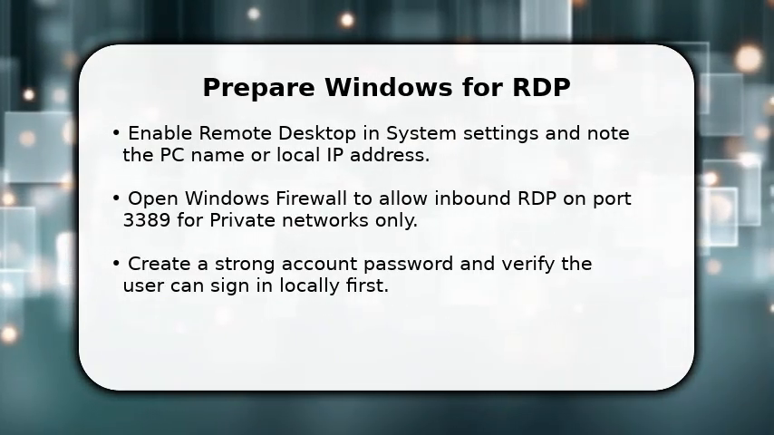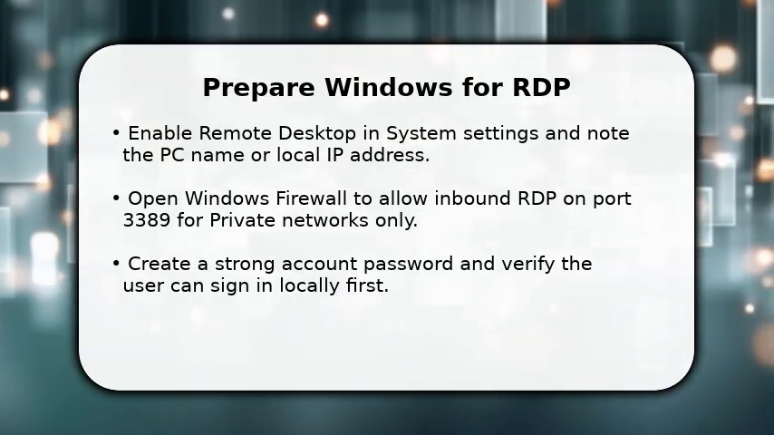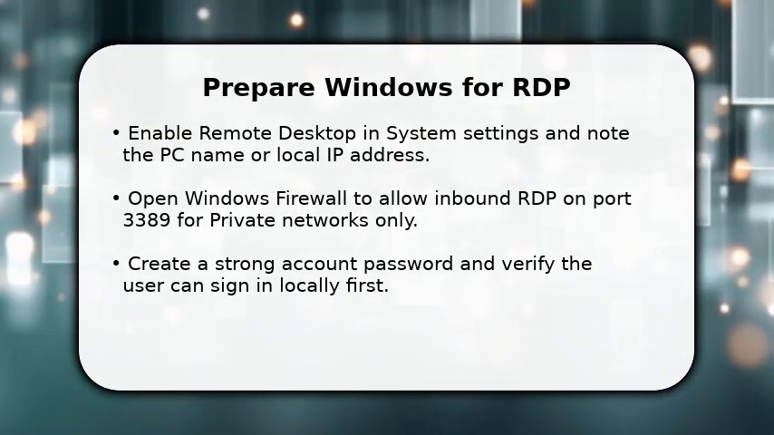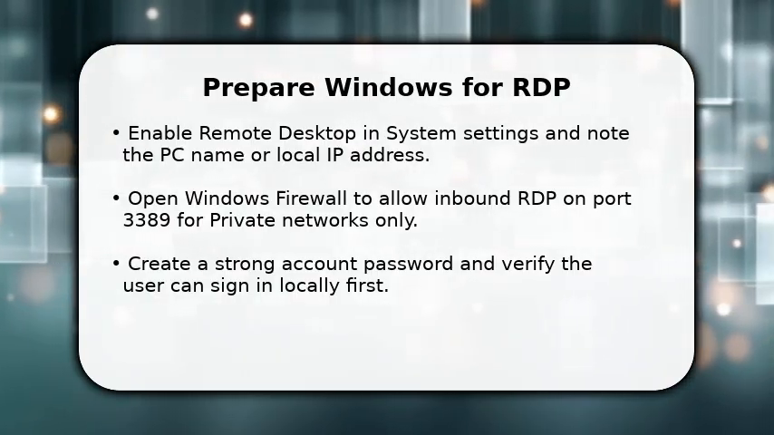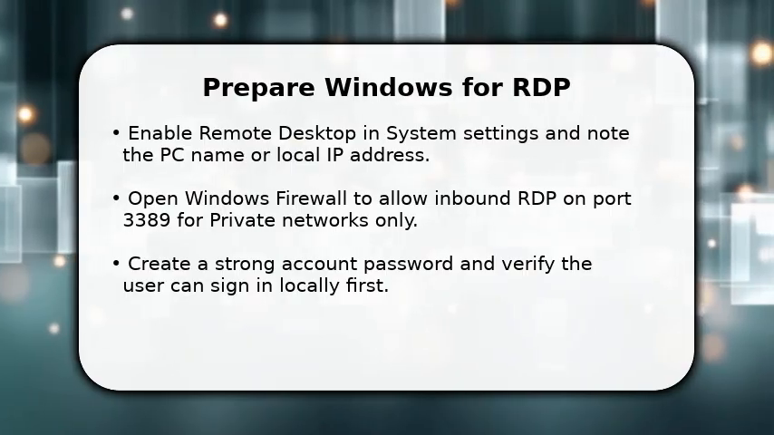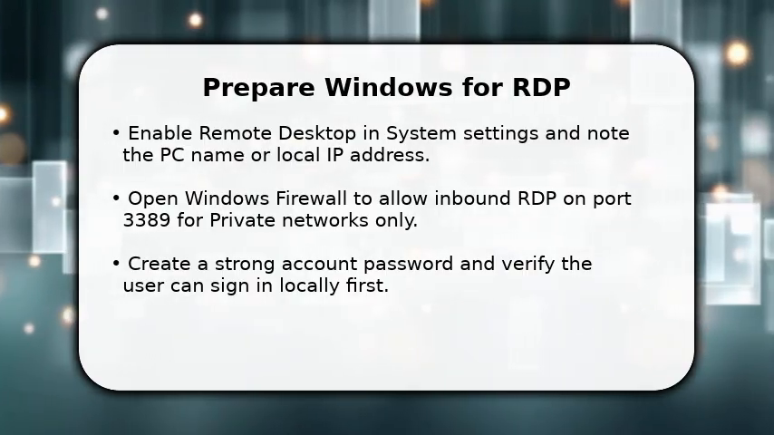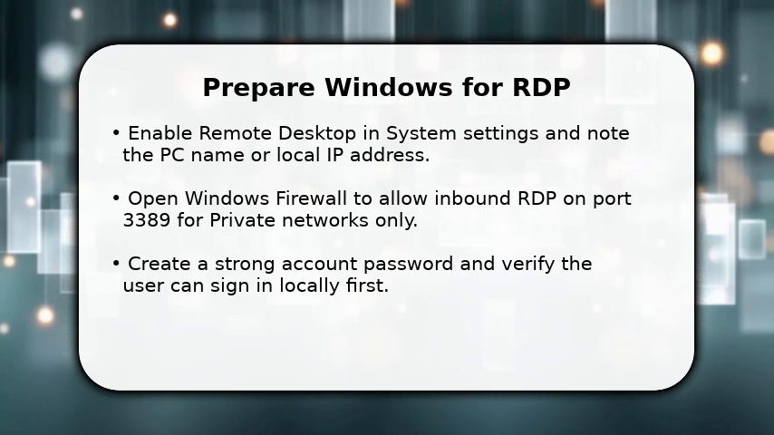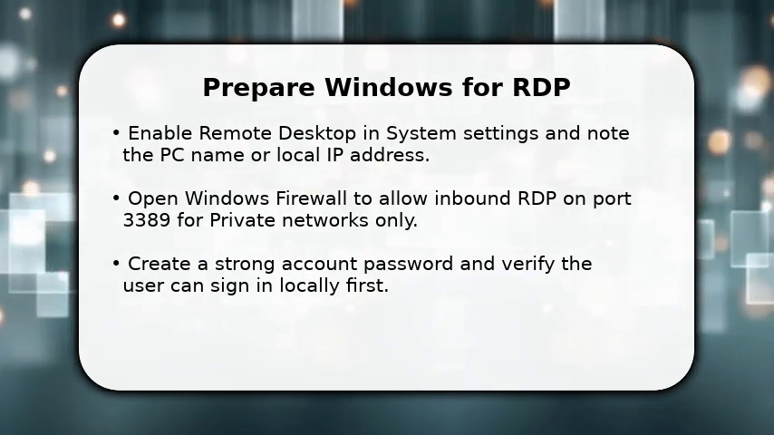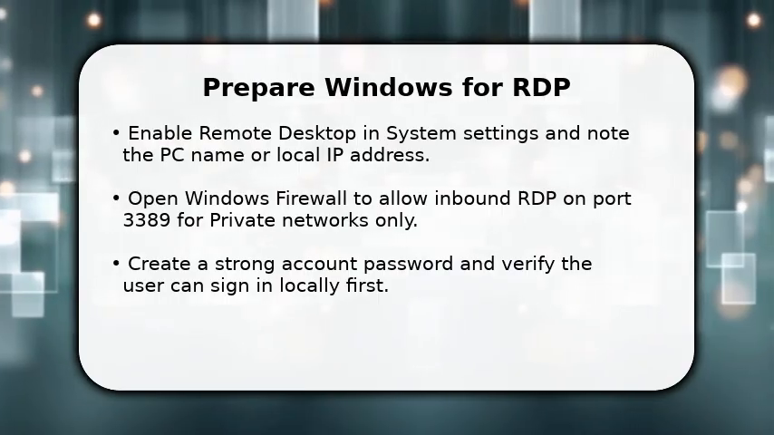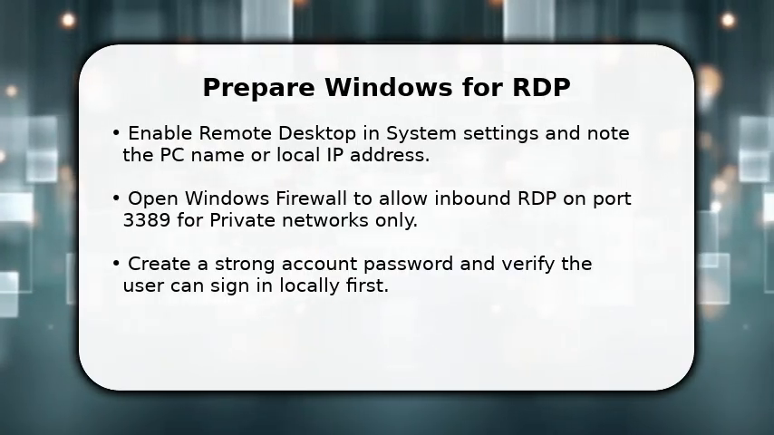Open Windows Firewall Settings and create an inbound rule to allow TCP port 3389 for private networks only. Disable public profile access for safety. Note the local IP address like 192.168.1.50 for later. Reboot if Windows requests to apply network or firewall changes.